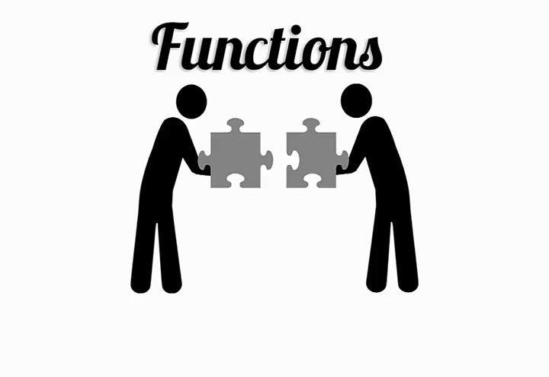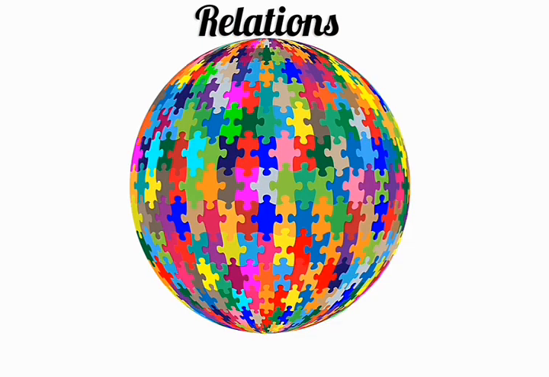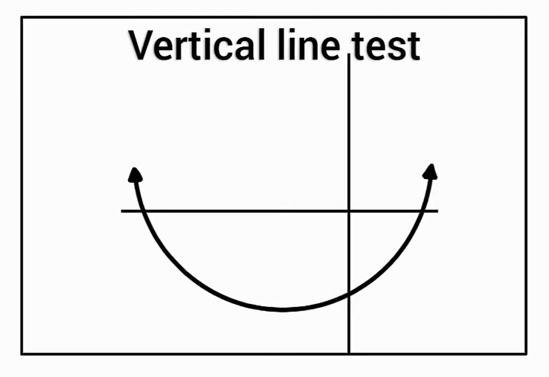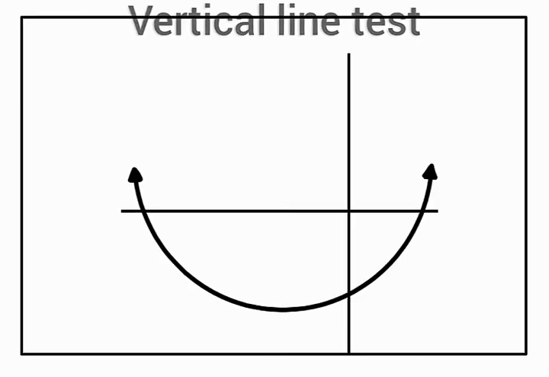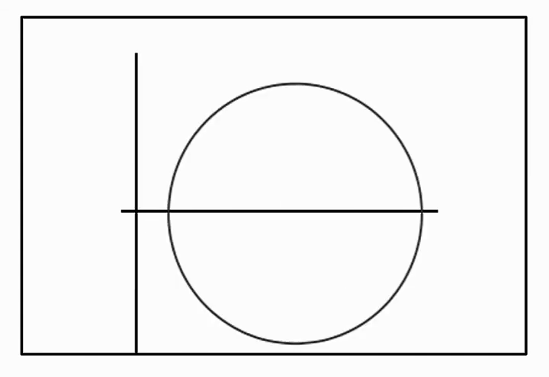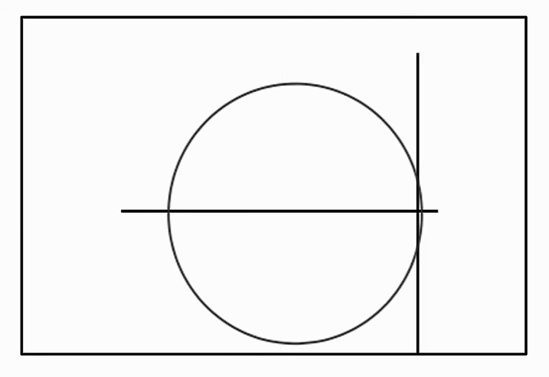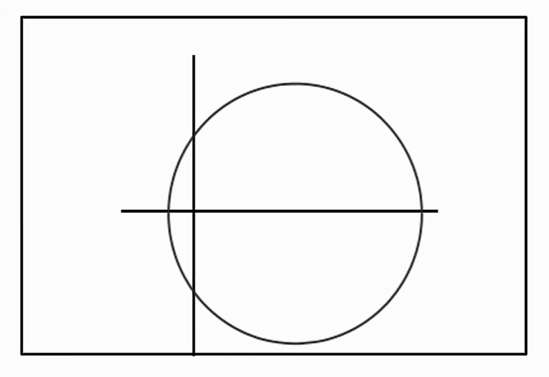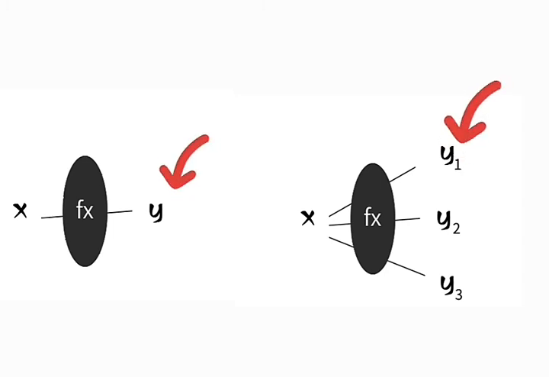So, functions make life easier, but relations make life complicated. That is why functions are used more in the real world. The vertical line test is simply a way of moving the y-axis. Remember, when we are trying to determine if a graph is a function or relation, we look at the output values. And the output values all lie on the y-axis.